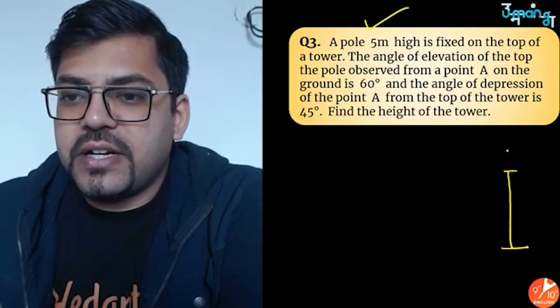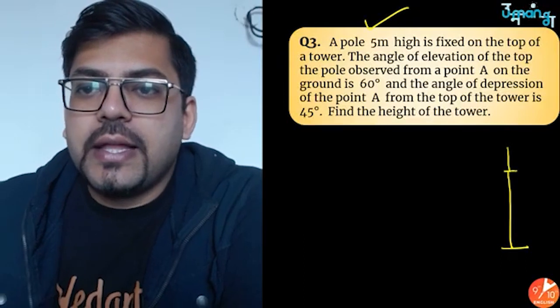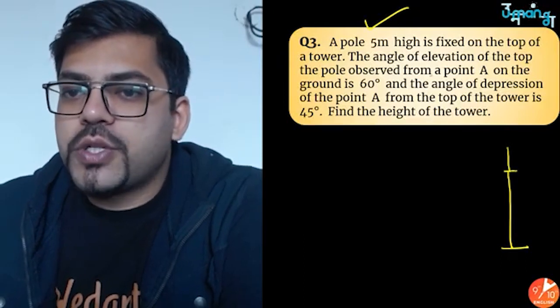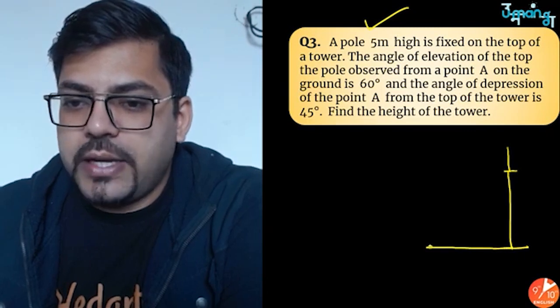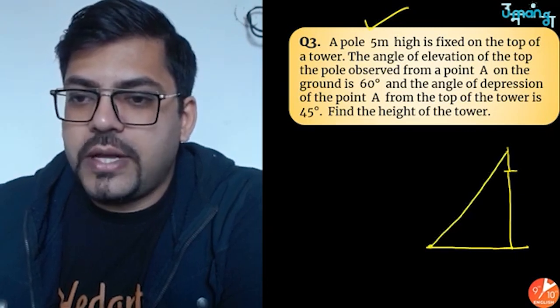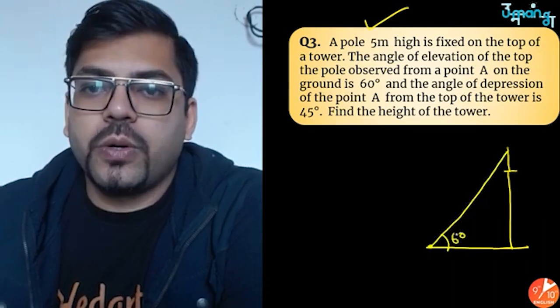On the top of this tower, a pole is fixed like this. The angle of elevation of the top of the pole is observed from a point A on the ground is 60 degree. So there is a point A on the ground. From here, the top of the pole has been observed. That is 60 degree. Okay.